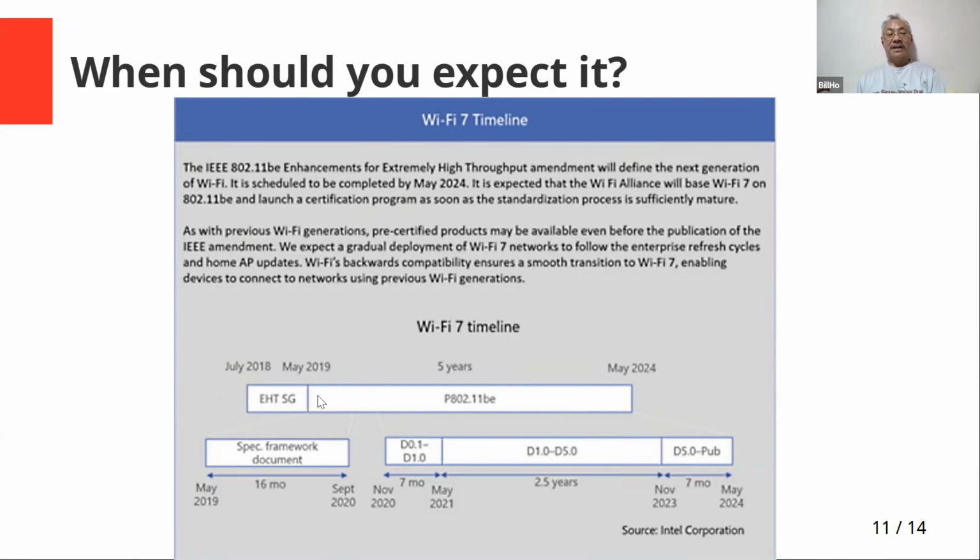Okay, so after that this evolved into this standard, the 802.11be standard. Okay, then they were saying that by 2.5 years from May 21, they will have 5 drafts. Okay, drafts 1 to 5. Then by November 2023, they will have transformed the 5th draft to the published standard, okay, by May 2024. So you will expect Wi-Fi 7 will come out by then.